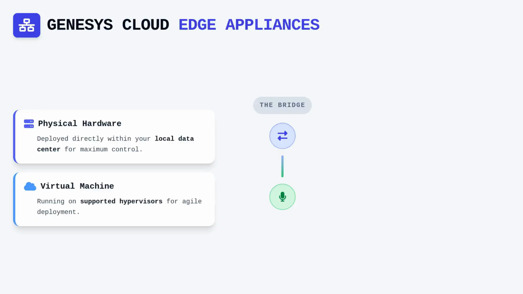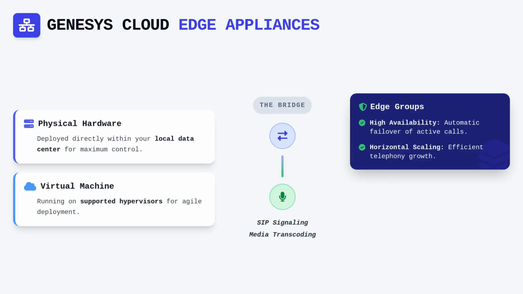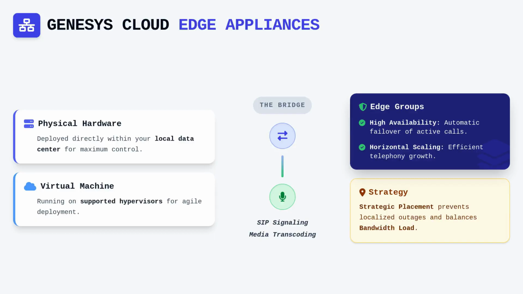When you group multiple edges together into an edge group, you enable high availability and horizontal scaling for your telephony services. If one edge appliance fails, the other members of the group automatically take over the active calls, ensuring that the impact on callers is minimized. Because high availability is tied to this clustering, you must consider the physical distribution of these edges to avoid downtime during localized outages. Strategic placement of these appliances effectively balances the load across your available bandwidth, which is a critical consideration for large-scale contact centers.